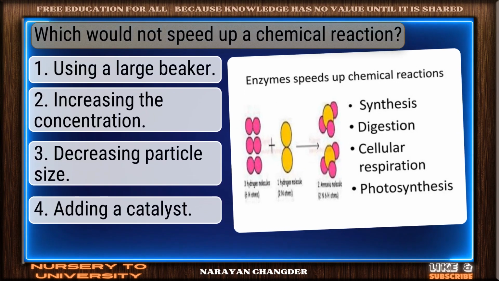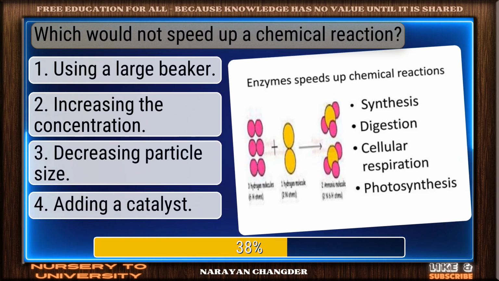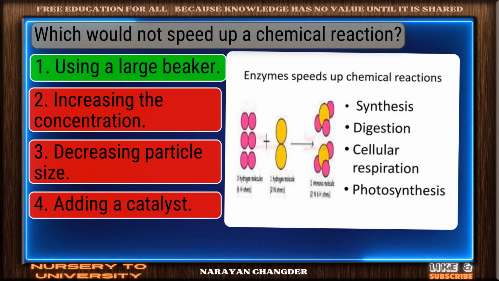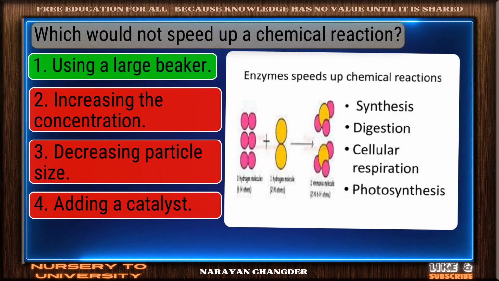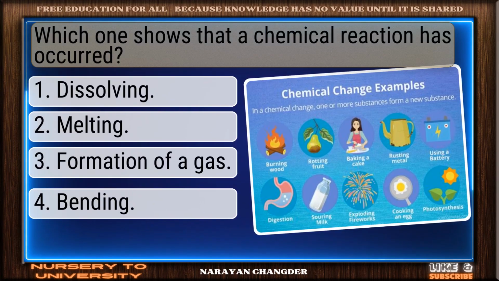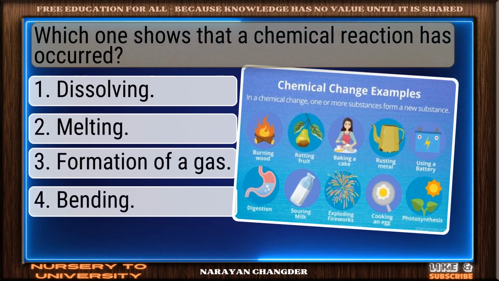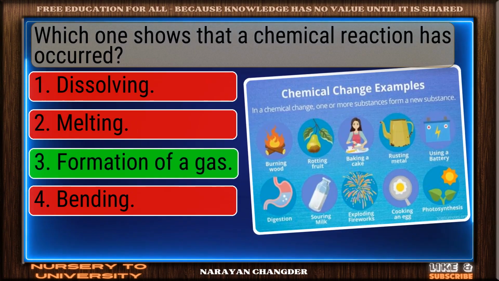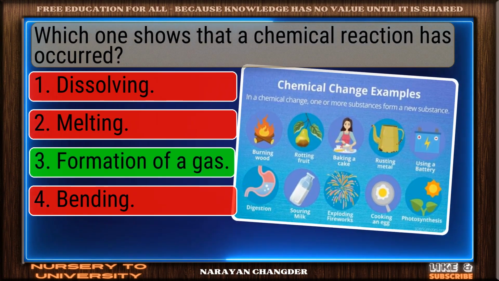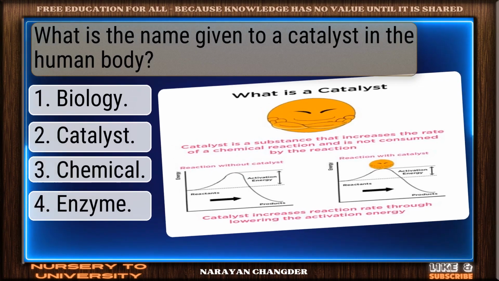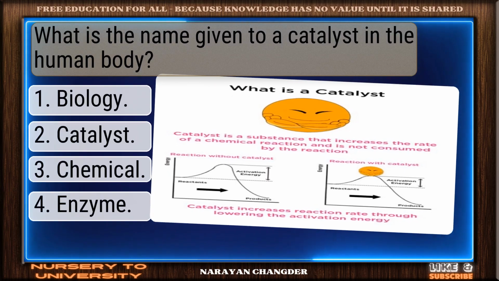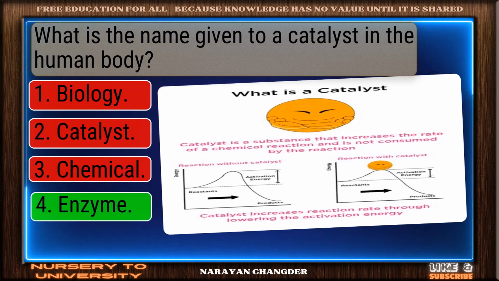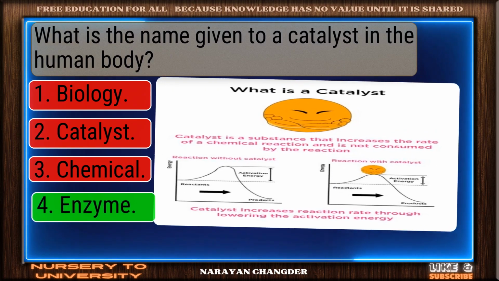Which would not speed up a chemical reaction? Right again. Using a large beaker is a valid answer. Which one shows that a chemical reaction has occurred? Excellent. Formation of a gas is a brilliant choice. What is the name given to a catalyst in the human body? Smart pick. Enzyme is the correct choice.